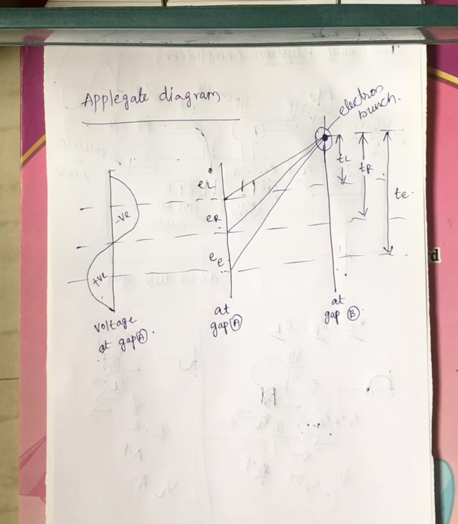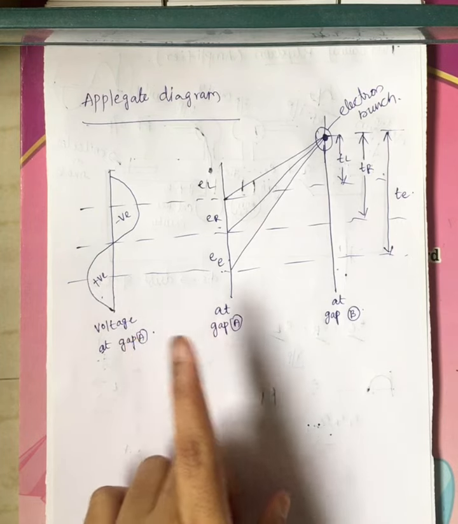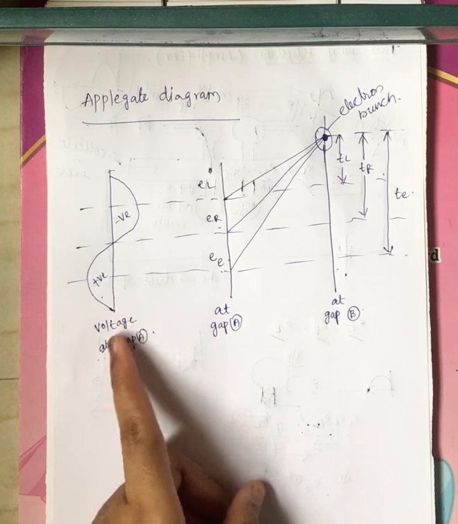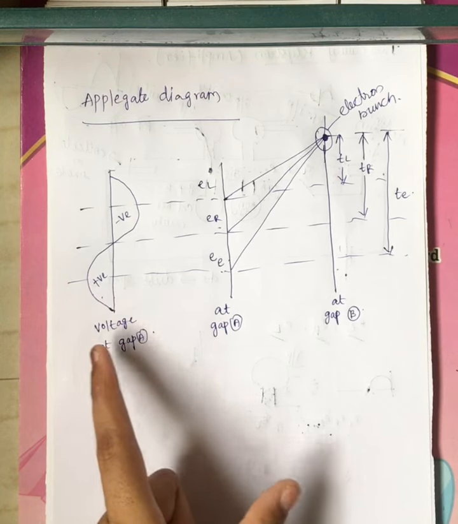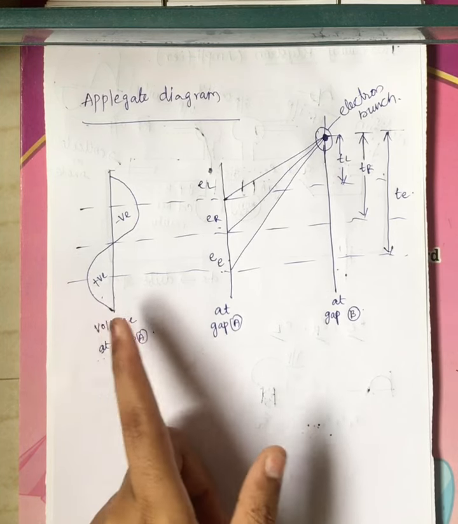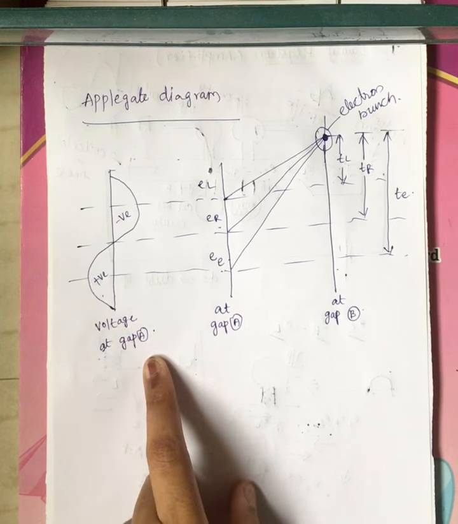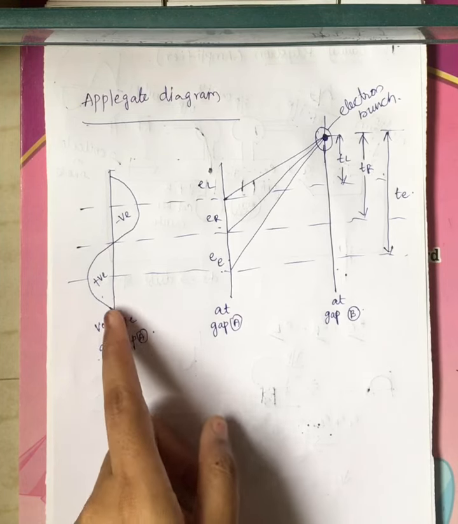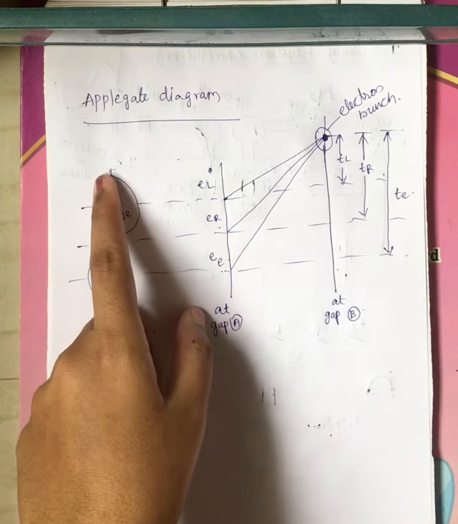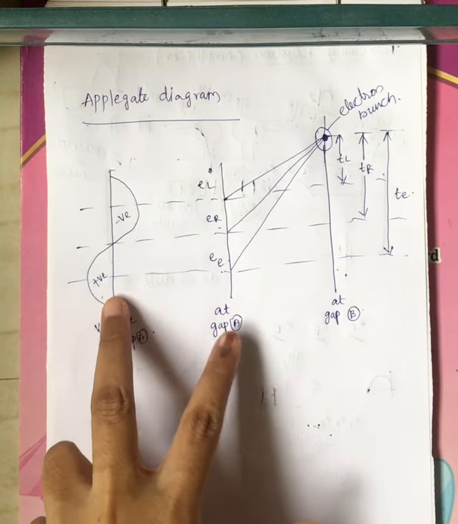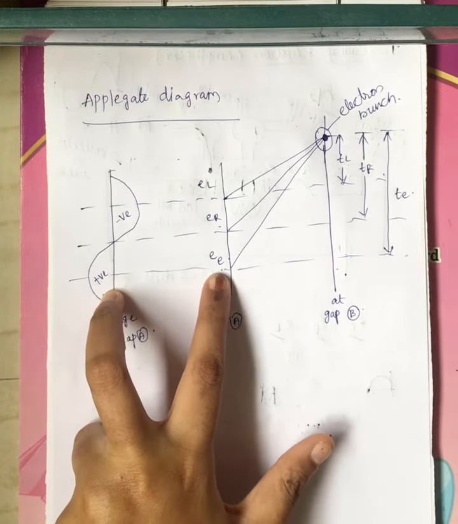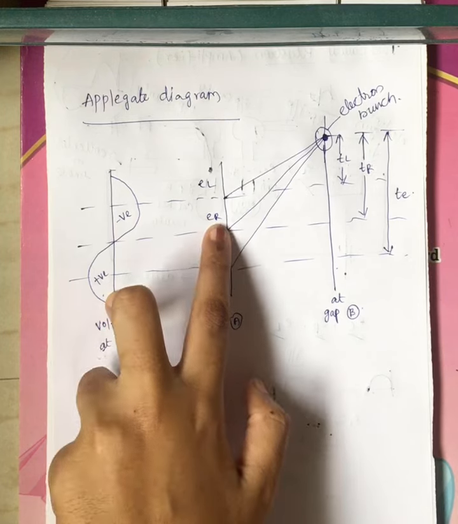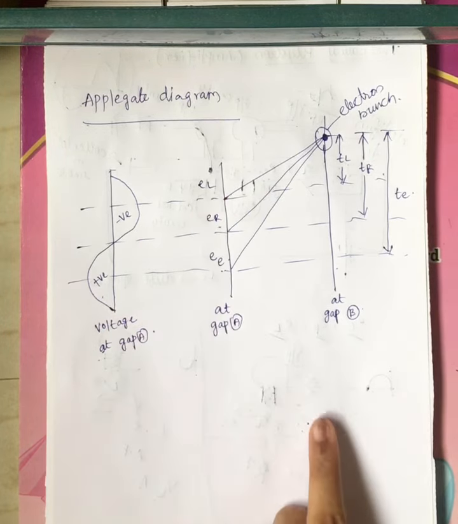Now this is your Applegate diagram of the two cavity klystron amplifier. This will explain its operation completely, right? In the two cavity klystron, whatever input signal we want to amplify is given through the input cavity, that is, the voltage at gap A. Now this is your positive half cycle and negative half cycle, right? The positive half cycle will see the early electron followed by the reference electron followed by the late electron, right?